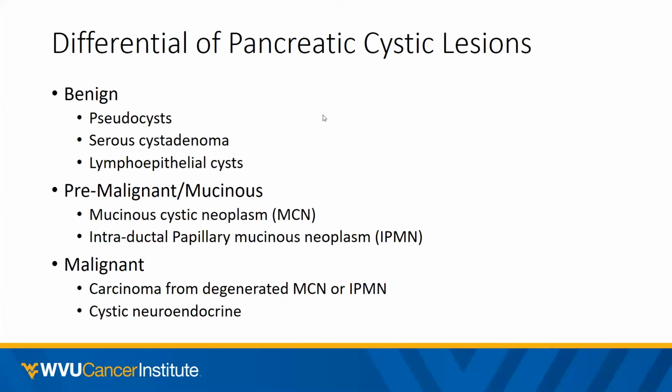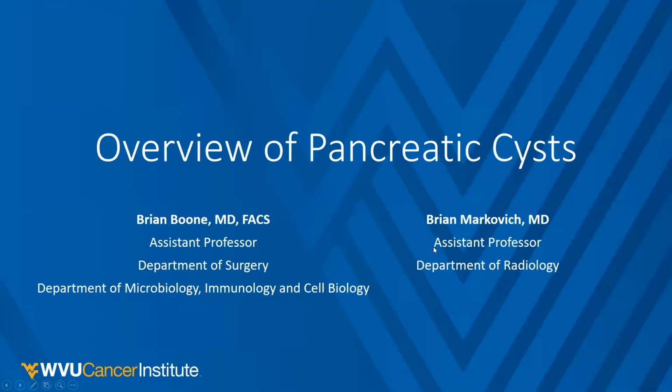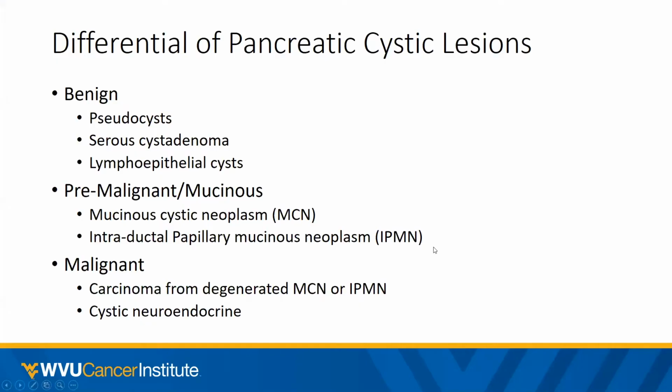Also serous cystadenomas and lymphoepithelial cyst. Pre-malignant cysts include mucinous cysts like an MCN or mucinous cystic neoplasm, as well as intraductal papillary mucinous neoplasm or IPMNs. When we think about malignant cysts, that's going to include carcinoma that comes from degenerated mucinous cyst, or occasionally there are rare variants of neuroendocrine tumors that have cystic components. And so that's another potential malignant neuroendocrine cyst.